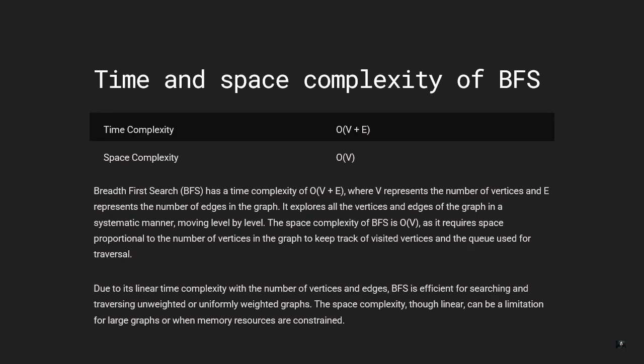Next, let us see the time and space complexity of BFS. Time complexity O(V + E), space complexity O(V). Breadth first search has a time complexity of O(V + E), where V represents the number of vertices and E represents the number of edges in a graph. It explores all the vertices and edges of the graph in a systematic manner, moving level by level. The space complexity of BFS is O(V), as it requires space proportional to the number of vertices in the graph to keep track of visited vertices and the queue used for the traversal. Due to the linear time complexity in the number of vertices and edges, BFS is efficient for searching and traversing unweighted or uniformly weighted graphs. The space complexity, though linear, can be a limitation for larger graphs when memory resources are constrained.